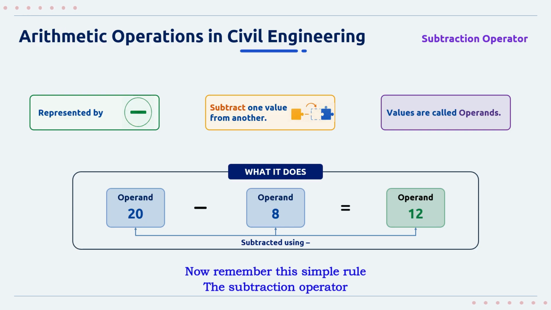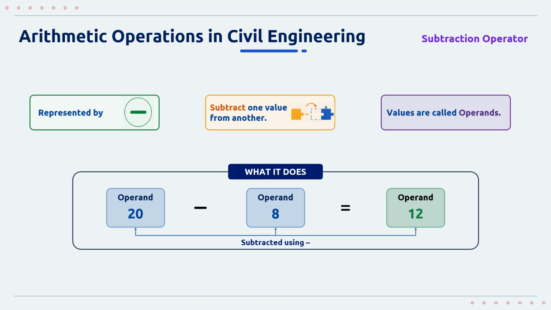Now remember this simple rule. The subtraction operator instructs Python to subtract the value of the second operand from the value of the first operand.